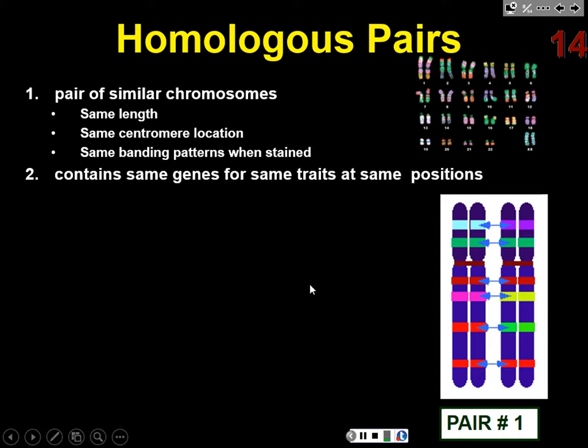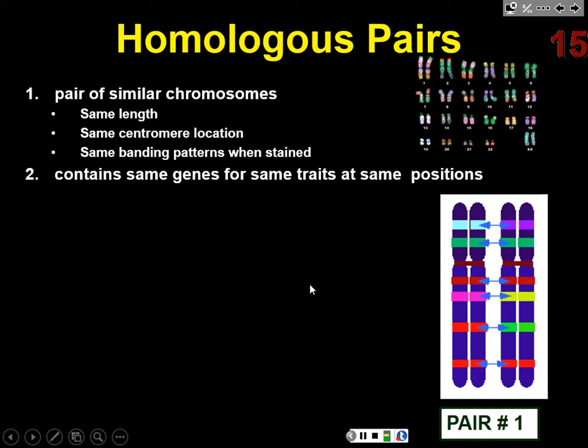Okay? So they have the same genes for the same traits in the same locations. So, hypothetically, if the gene for eye color is right here, okay? If the gene for eye color is right there, then we know exactly where that gene is, okay? We know which base pair it starts on, how many base pairs are included in the gene, and which base pair it ends on. So the gene for eye color would be in that same place for every single Homo sapiens chromosome number 1, okay?